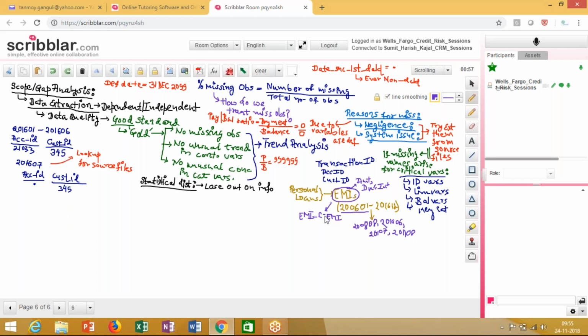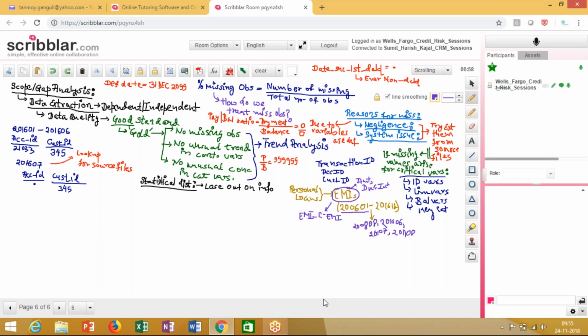So we missed out on the voice connection for some time in the room for a couple of minutes. So is this part clear? Right? Okay. So this is the third way of imputing.